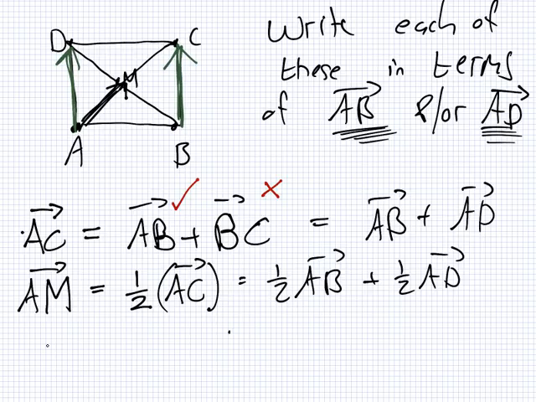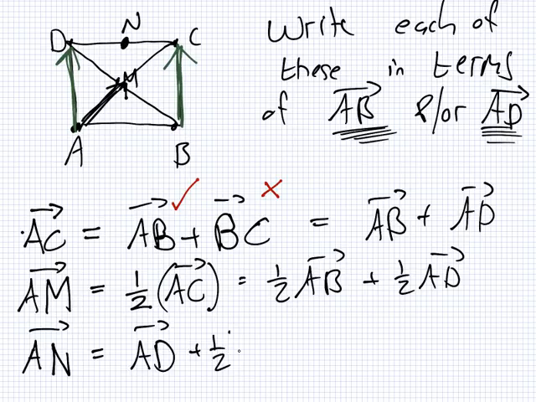Right, what about this one? AN. What the heck is N? There's no N. It's not on my picture. There should be an N here. AN. What could we do for AN? AD plus half AB. Yeah. AD plus a half AB. Yeah, DC, which is AD plus a half AB.